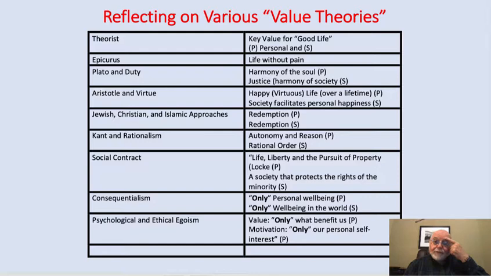Now, what's distinctive about consequentialism is we saw this emphasis that an act is only morally right if it is only promoting one's personal well-being. And at a social level, an act is only moral if it only produces the well-being in the world, increases the well-being in the world.